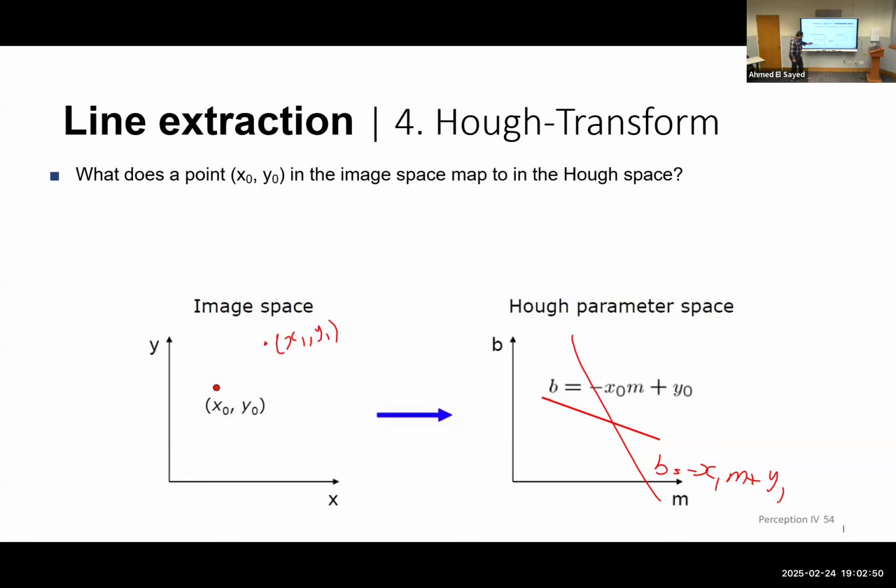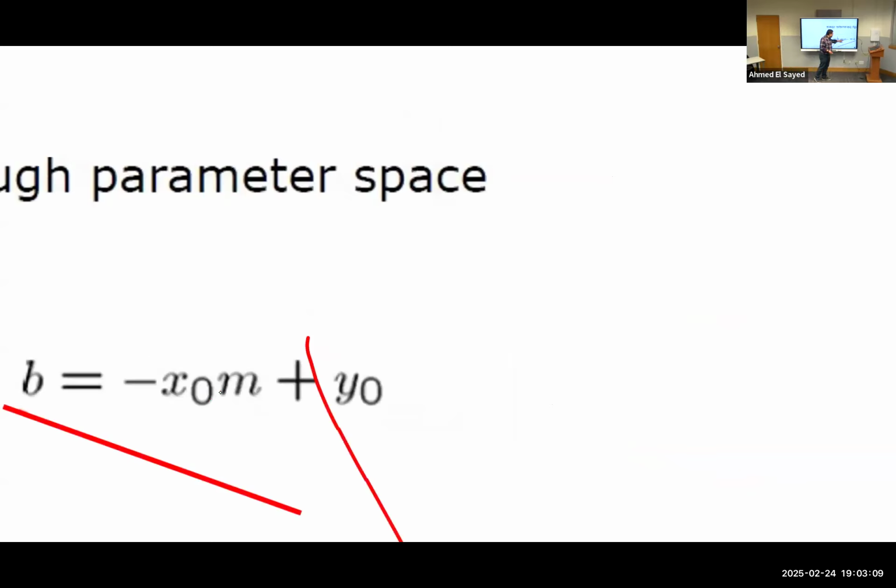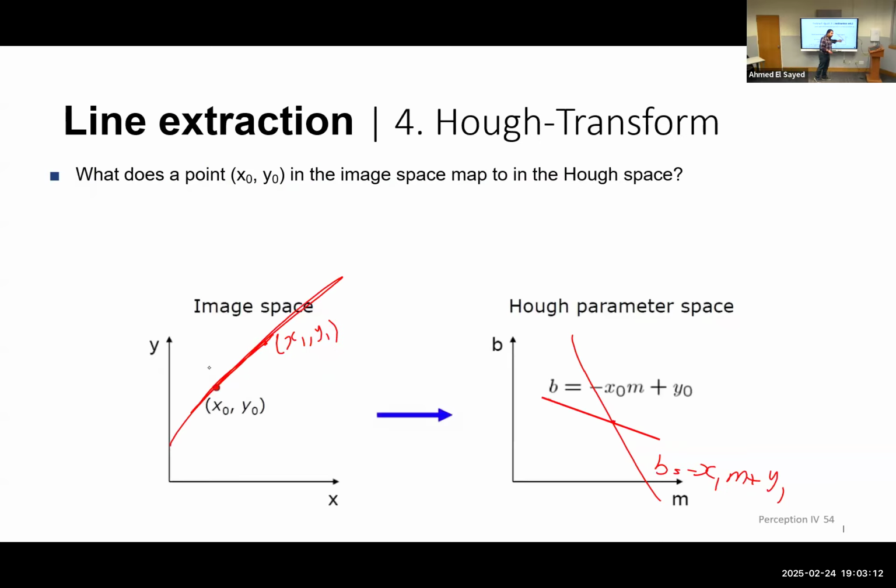Right? Now, this intersection point between those two lines is representing what? Representing the line connected to those two points. So now, if I'm searching for a line here, all I want to do is convert every point here to a line here and find the intersection in this space. This will be the line in this space. Very simple. Okay? So this is the concept of the Hough transform.